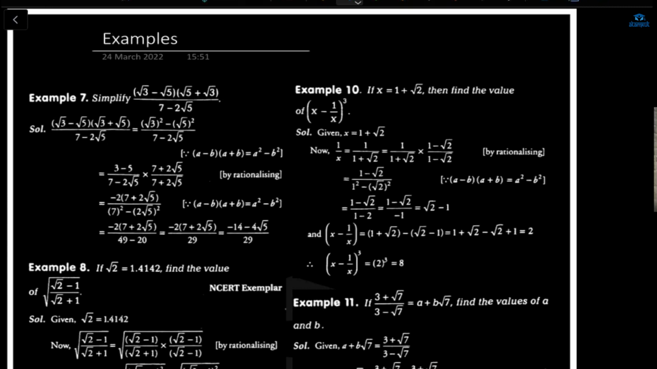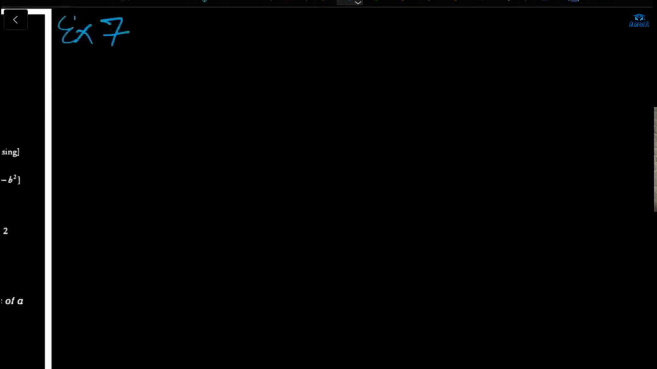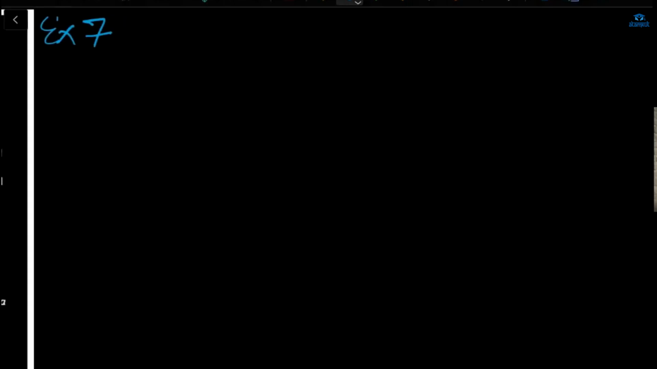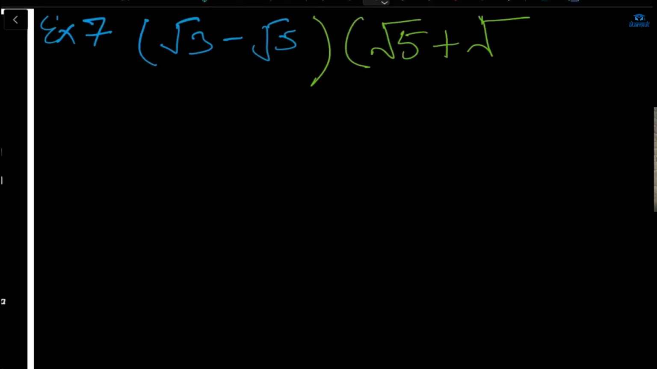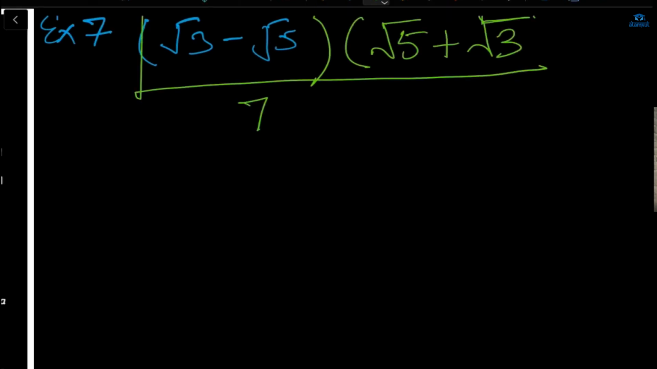Now, let's see some of the examples here. First one is example 7. Simplify root 3 minus root 5 times root 5 plus root 3, divided by 7 minus 2 root 5. Simplify means you are going to rationalize it. So we write example 7. You have root 3 minus root 5 multiplied by root 5 plus root 3, divided by 7 minus 2 root 5.